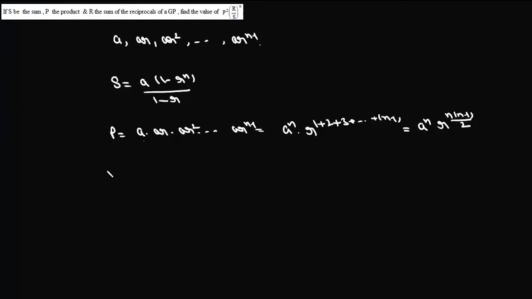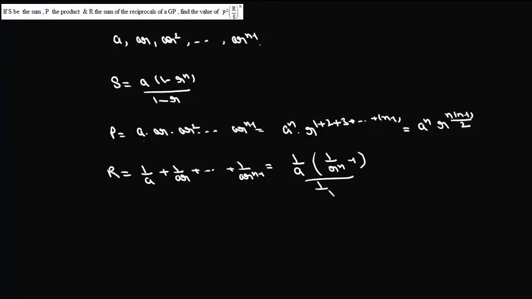And then we'll have to find the sum of reciprocals, which is 1 upon a plus 1 upon ar up to 1 upon ar to the power n minus 1, which again is a GP whose first term is 1 by a and its common ratio is 1 upon r. So it will be (1 upon r to the power n minus 1) upon (1 upon r minus 1). So if we simplify this, we'll get this as (1 minus r to the power n) upon (a r to the power n minus 1 into (r minus 1)).